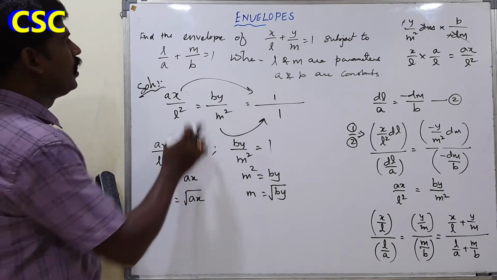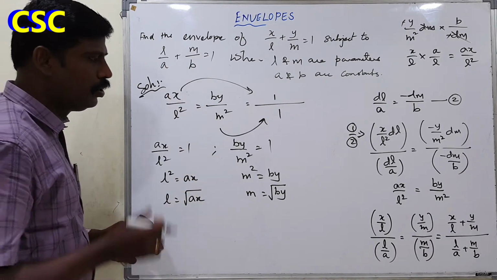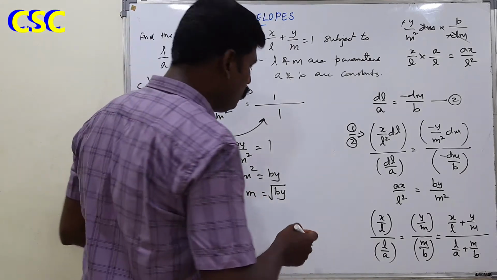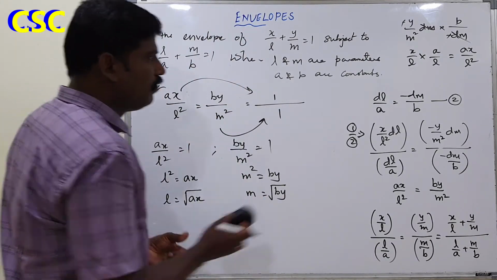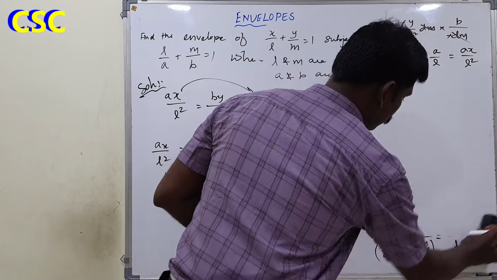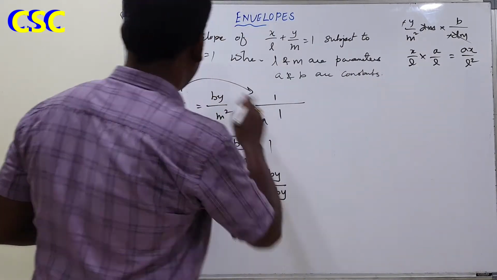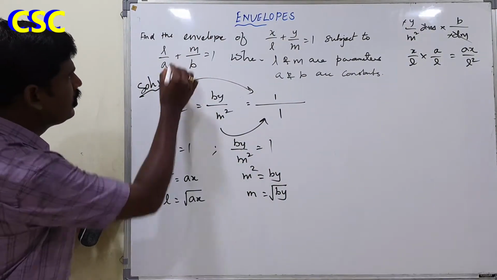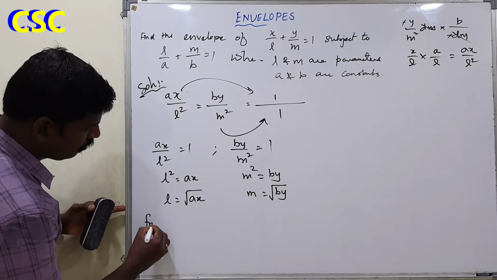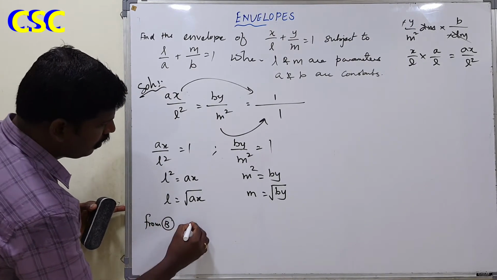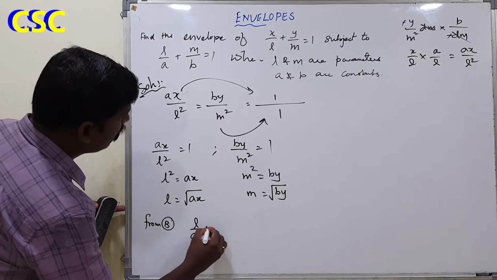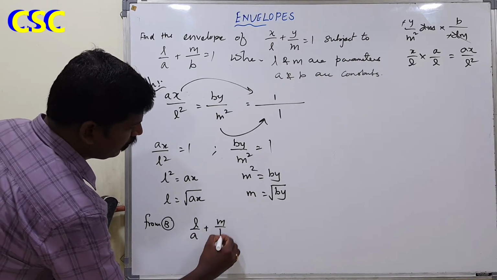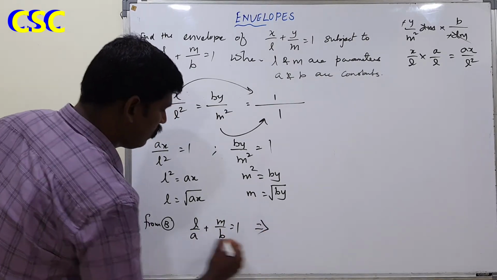Substitute this value of L and m into the given relationship. Okay, right? Substitute this value into the given relationship. What is the given relationship? This is B. We call this form B. From B, L by A plus m by B equal to 1. This implies, what is L?